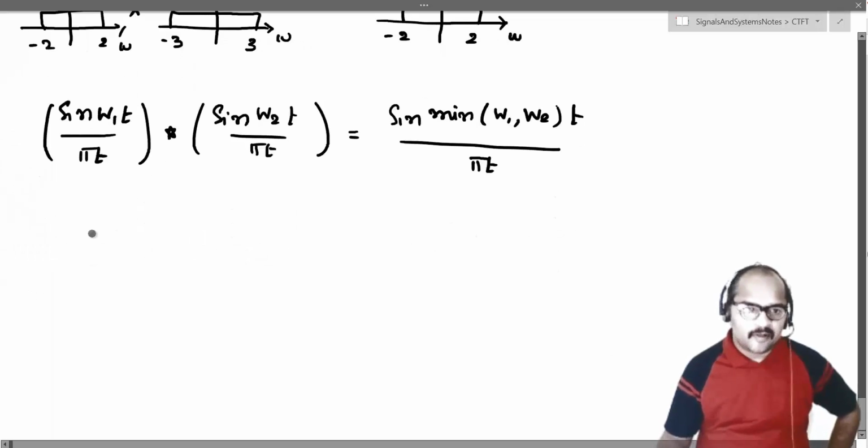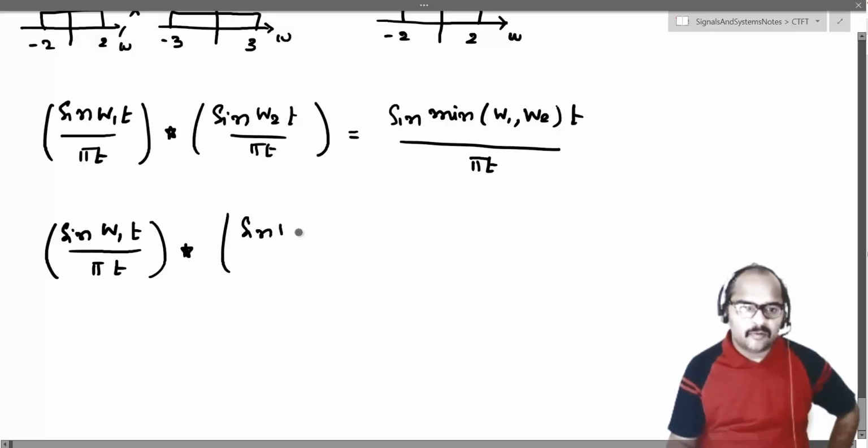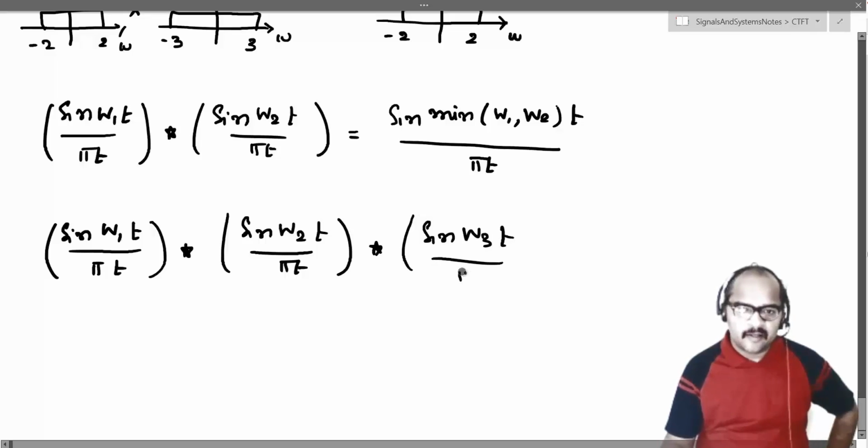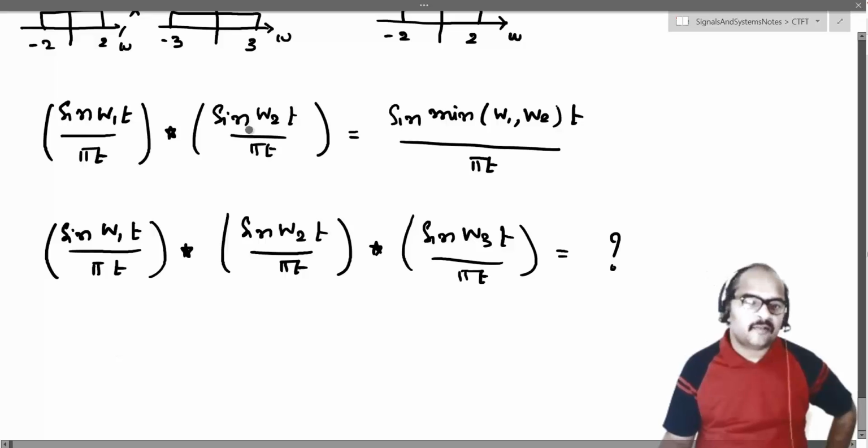What happens if I add one more convolution? I will leave that as homework. It is intuitive and easy. Let's say I have sine w1t by pi t convolved with sine w2t by pi t convolved with sine w3t by pi t. You have to find the answer. This should be equal to how much? The hint is to write the corresponding Fourier transforms, or you can use the hint of the previous problem itself.